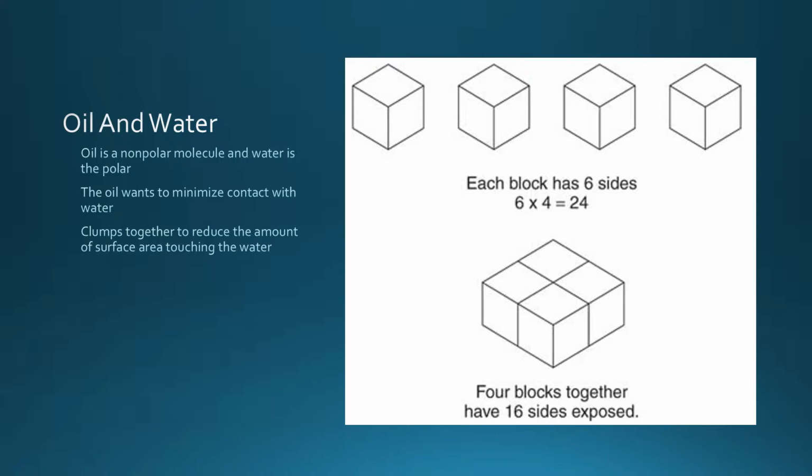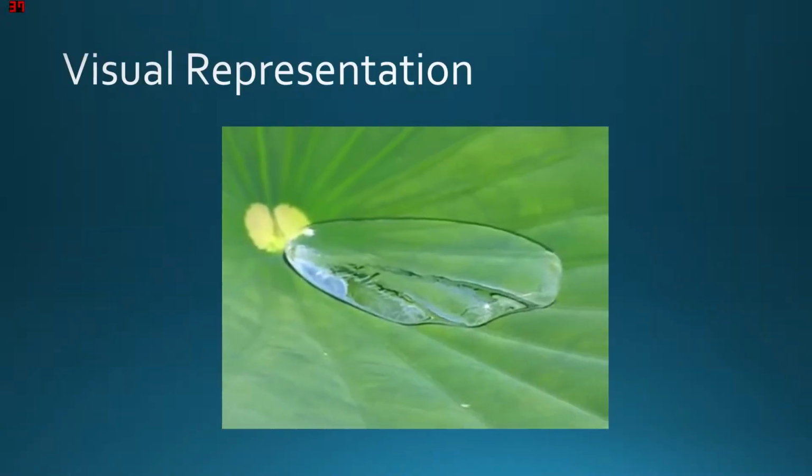Oil being nonpolar and water being polar, the hydrophobic effect kicks in and the oil molecules clump up together to minimize contact with the water. The picture shows that individually, oil molecules would be more exposed to polar molecules compared to when they were grouped up. An example of nature being hydrophobic would be the lotus leaf.